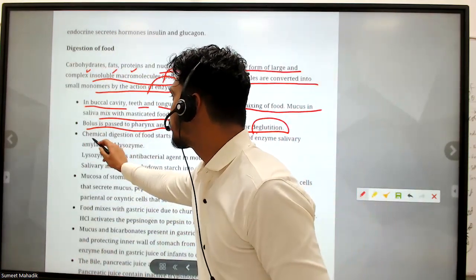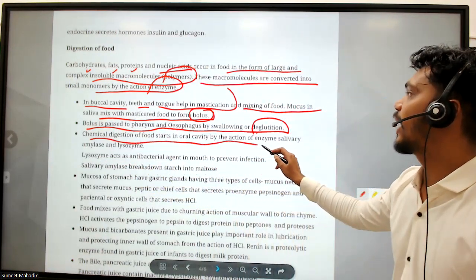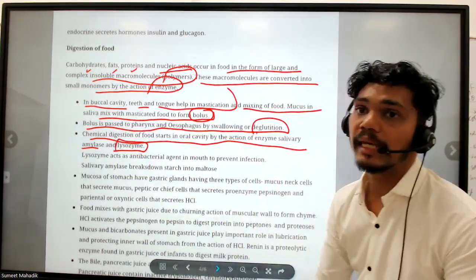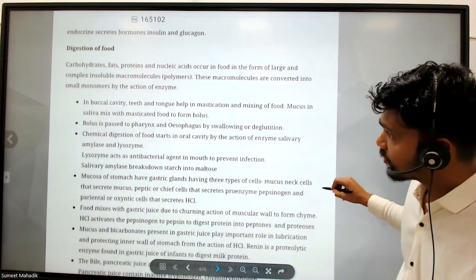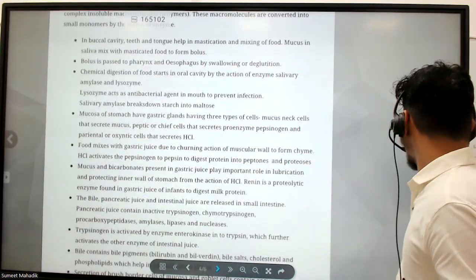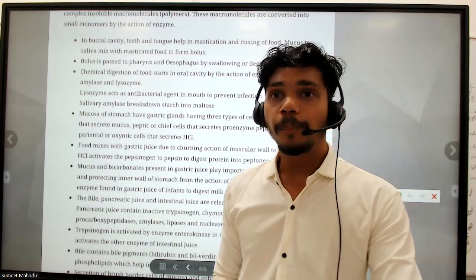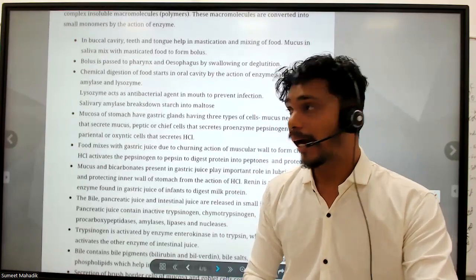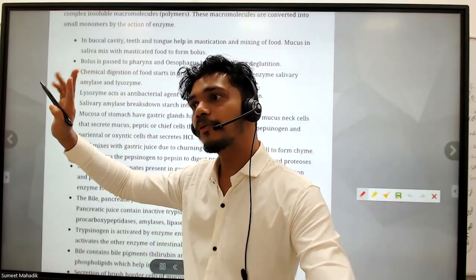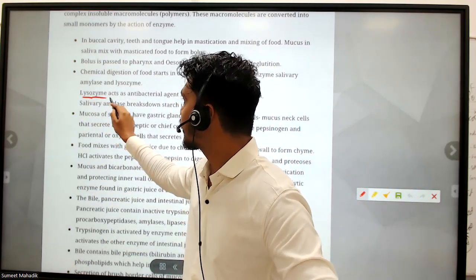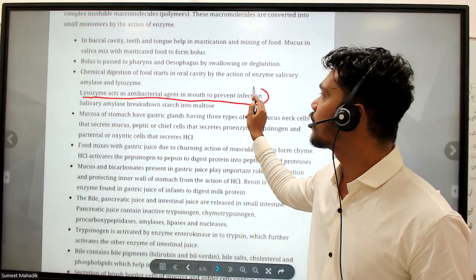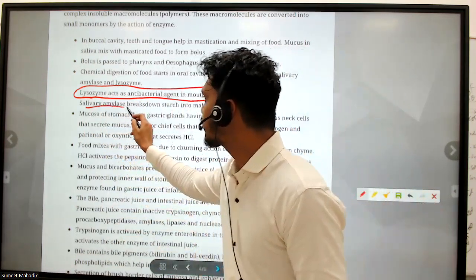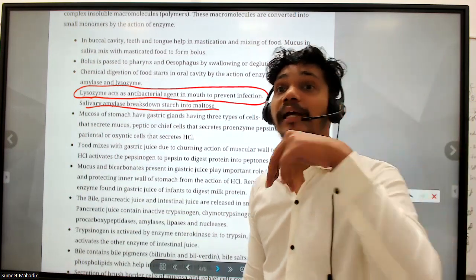So chemical digestion of the food starts in the oral cavity by the action of enzymes, salivary amylase, and lysozyme is also there. Lysozyme acts as an antibacterial agent. Why an antibacterial agent? The mouth is an open cavity, right? Microbes can enter, so something has to be there to prevent the bacteria. So salivary amylase is responsible for digestion, but lysozyme acts as an antibacterial agent in the mouth to prevent infection. Which infection? Anything.